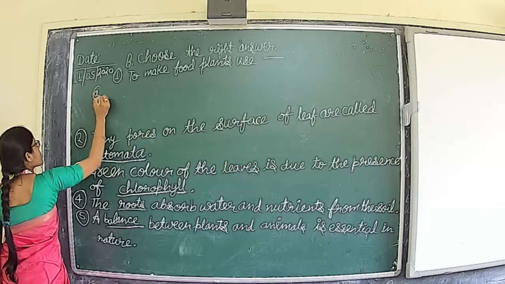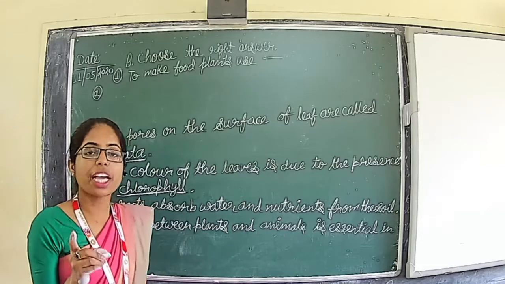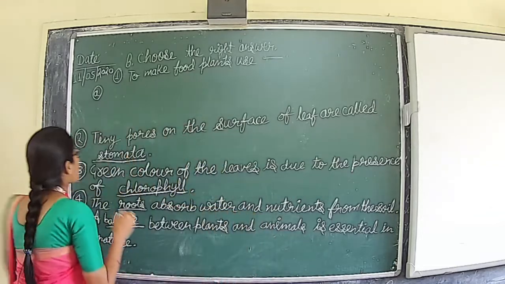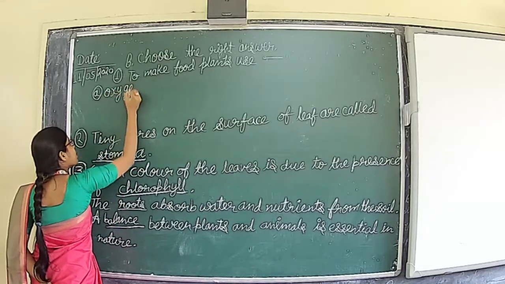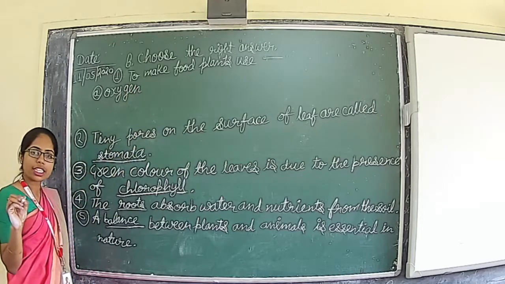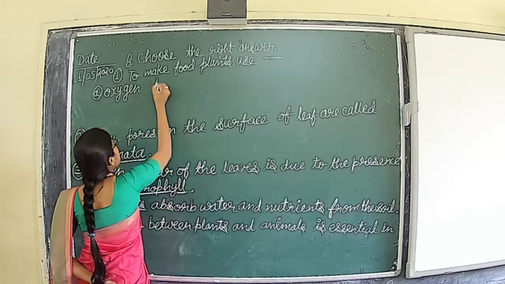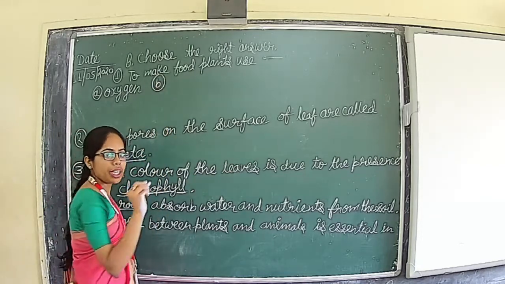In your book, a box is made, but I am not making the box. I am writing A, B, C. First option is oxygen. Those who are writing will write like this, and those who are ticking in the book will just put a tick mark. Oxygen. Then after oxygen, carbon dioxide.